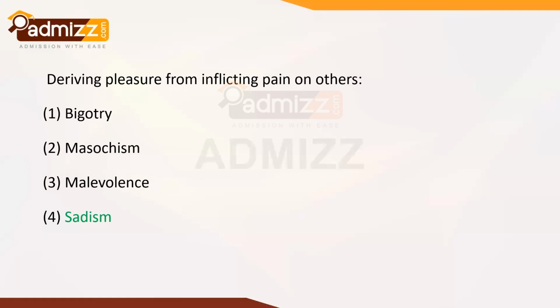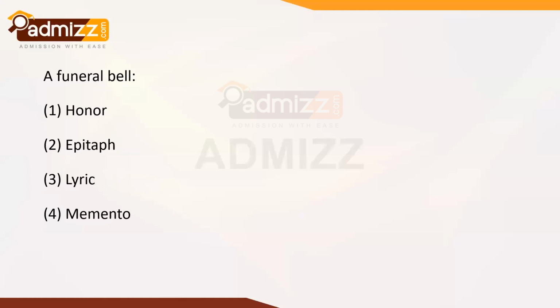Malevolence means to depict anger or hostility in some circumstances, so it does not fit the problem. It's not the correct option. Sadism means exactly what the problem is asking. It means deriving pleasure from inflicting pain on others, so it's the correct answer. Way to go, guys. Now, next up, a funeral bell.